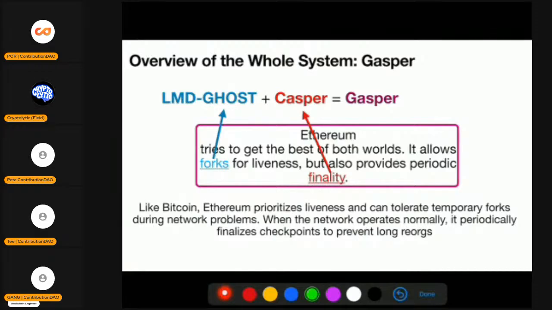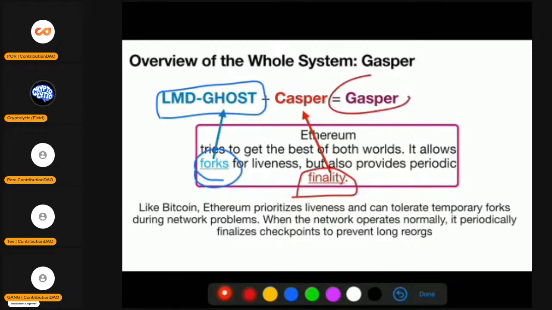Okay, so for Ethereum, like I mentioned, the main backbone of Ethereum, or Casper, is LMD GHOST, which provides the liveness to the protocol. Then you have another layer built on top, called Casper, that provides the finality on top of the fork choice rule.